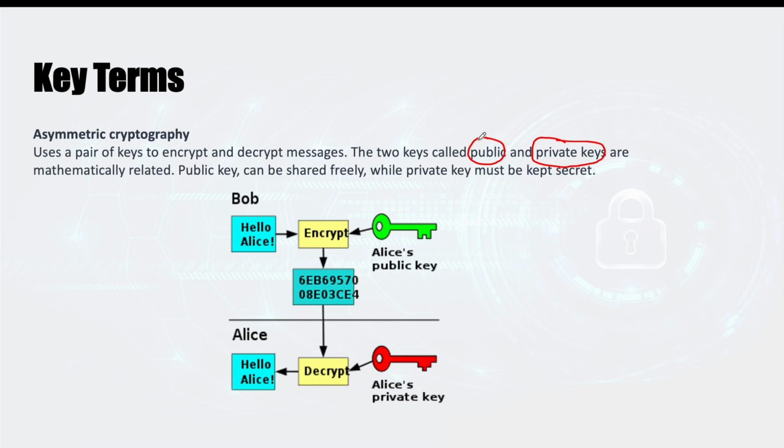And what happens is that the public key is shared across. Everybody has access to the public key, but the private key is kept as a secret. Nobody has access to the private key. So let's see with an example.